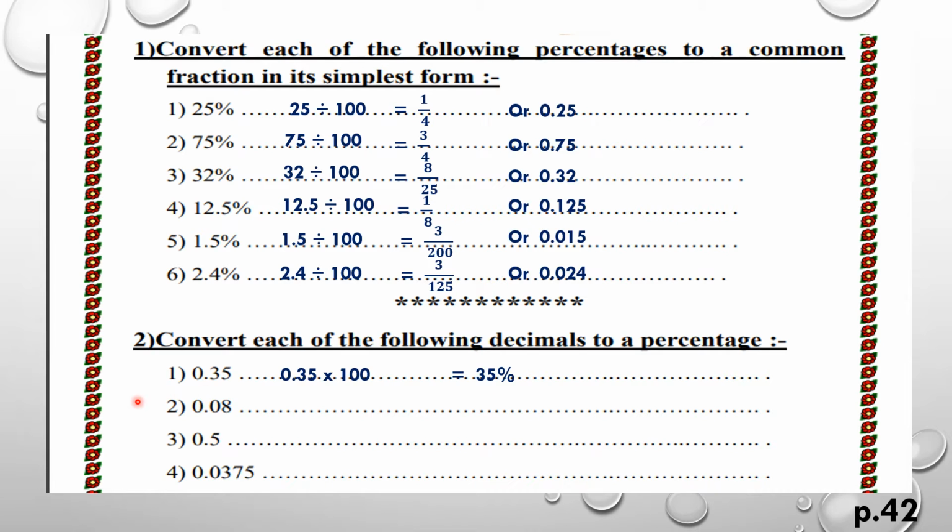Number 2, 0.08. So 0.08 times 100 equals 8%. Number 3, 0.5. 0.5 times 100 equals 50%. Number 4, 0.0375 times 100 equals 3.75%.